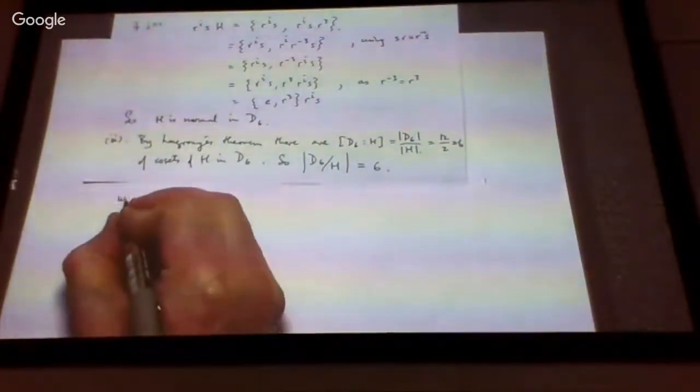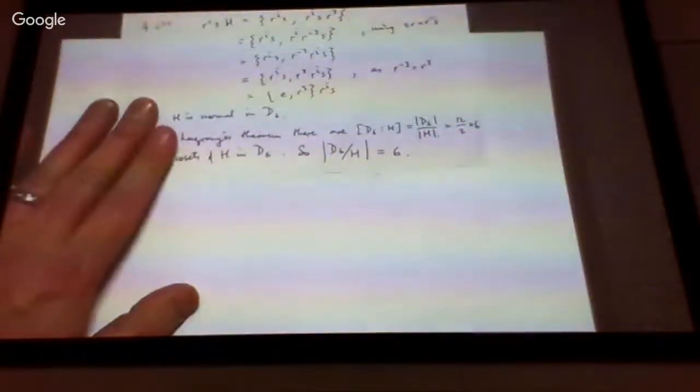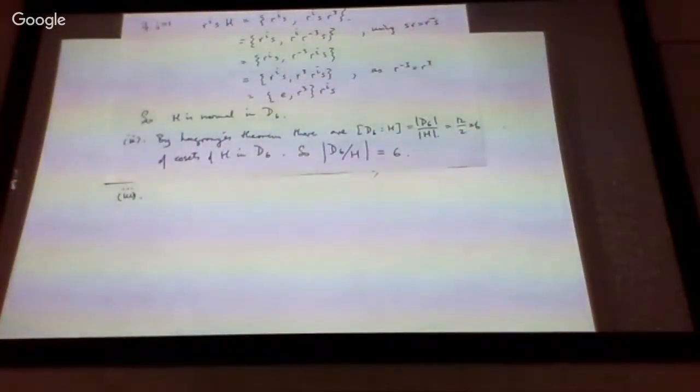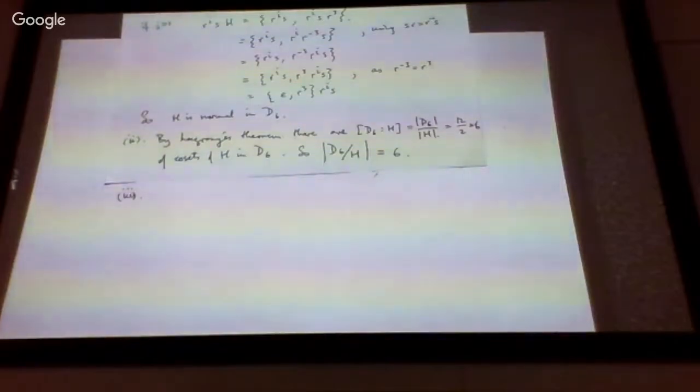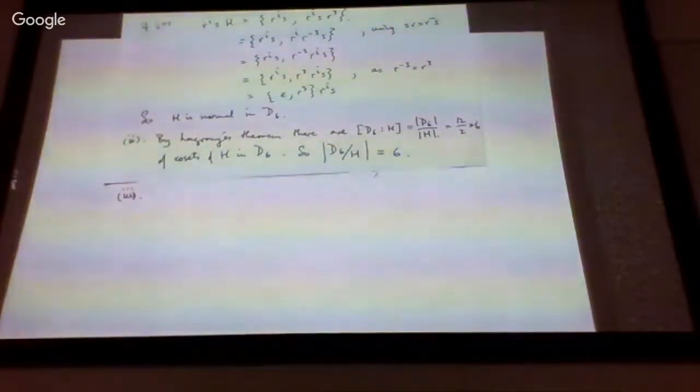So that prepares you for part 3, which is to determine the elements of each of the left cosets of H in D6. So it wants you to specify really clearly what the cosets are. Knowing how many cosets there are prepares you well for that. It'll hopefully stop you leaving any out or duplicating them.